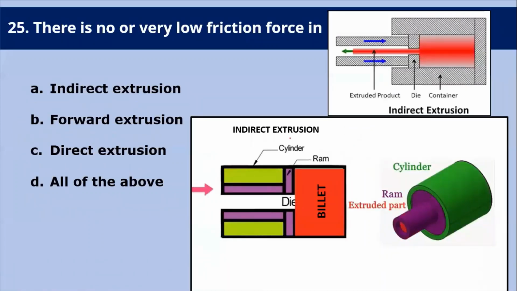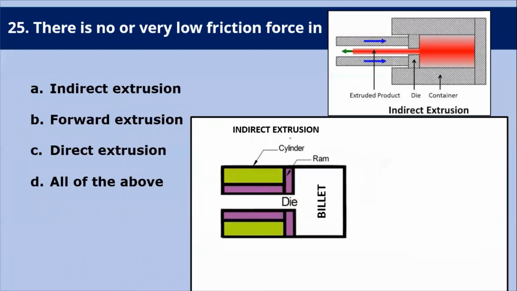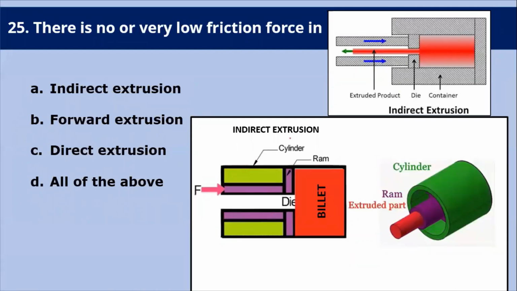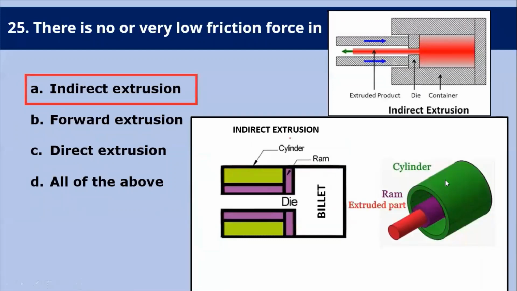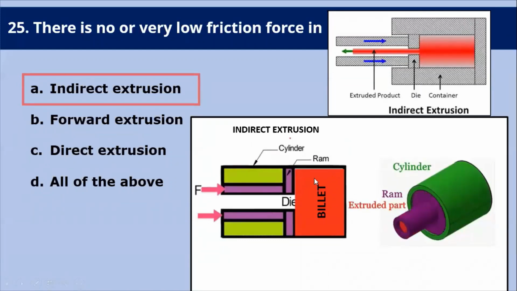Next question. There is no or very low friction force in which process? Many options are given. We know that indirect extrusion, or I can say backward extrusion, does not require a large amount of force for operation, as the billet remains stationary. In this diagram also you can see the billet remains stationary in relation to the container, and that's why there will be less friction or no friction in indirect extrusion.